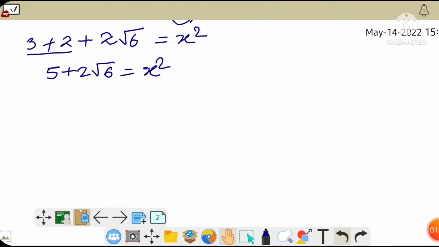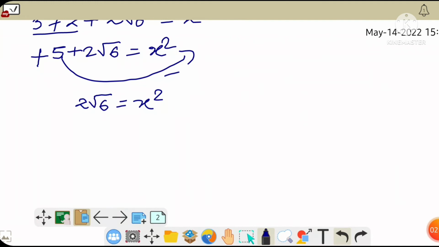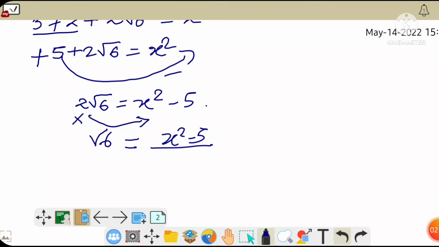Now we have to keep only the root 6 on the left hand side. So for that we'll move plus 5 to the right hand side. So we'll get 2 root 6 equals x square, and since it is plus, it will become minus 5. So again we'll keep only root 6. This 2 will be divided. So root 6 equals x square minus 5 upon 2. Since it is multiplied, it will get divided. So we'll get this value.